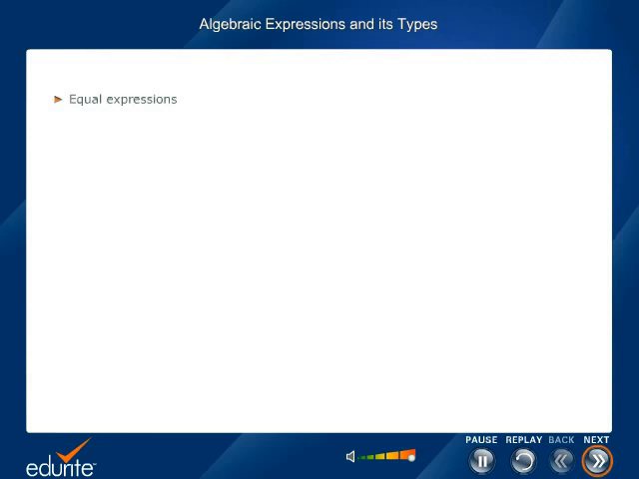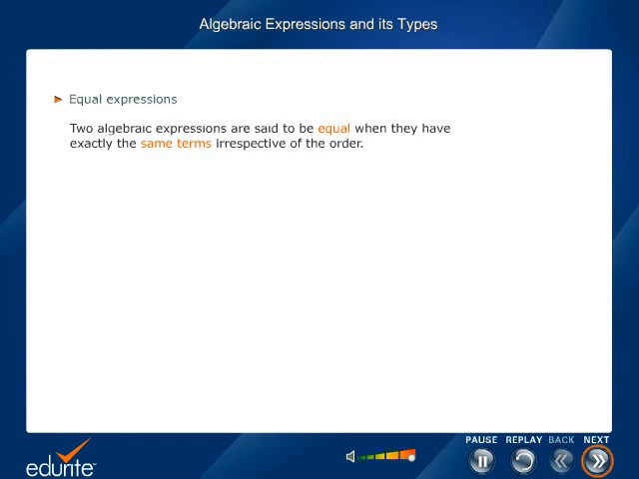Equal expressions. Now let us find out what equal expressions are. Two algebraic expressions are said to be equal when they have exactly the same terms irrespective of the order. For example, 3x square plus 4y square and 4y square plus 3x square are equal expressions.